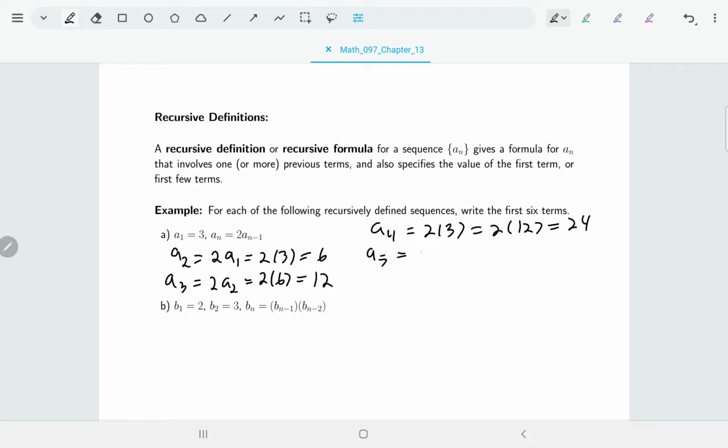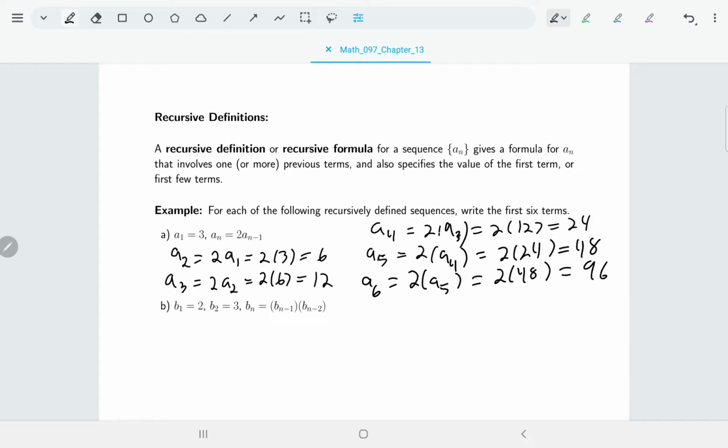a5, that's 2 times a4, which is 2 times 24, or 48. And last one, a6. a6 is 2 times a5, which is 2 times 48, or 96.